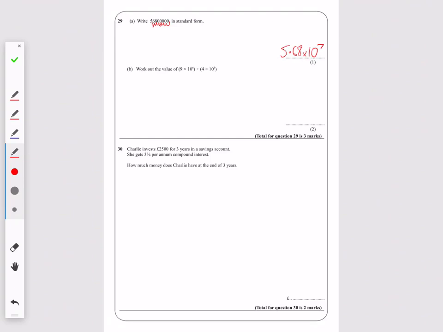Work out 9 times 10 to the 6 divided by 4 times 10 to the 5. You could put that straight into your calculator exactly like that, and it'll give you an answer of 22.5.